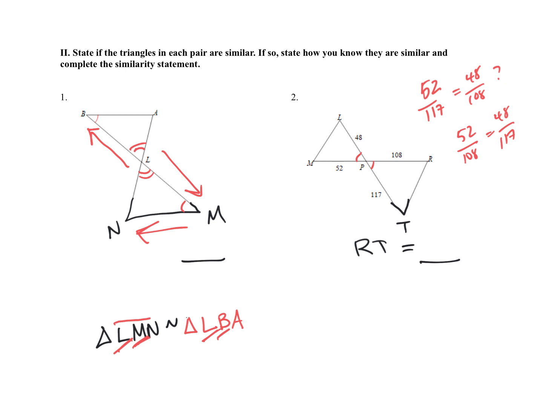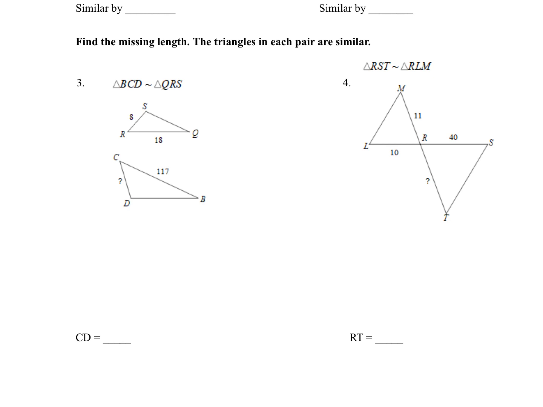All right, so 52 over 117, if I try that in my calculator, is 0.44 repeating. This is also 0.44 repeating, so it looks like it goes 52 to 117. If I look at the other ones, 52 over 108, that's 0.48 and 0.41, so those don't work. So that means that RT is going to go with LM for sure. And I probably didn't really even need to do all that because obviously those guys are going to be proportional to each other. All right, on number 3, I'm going to use the similarity statement to help me out here.